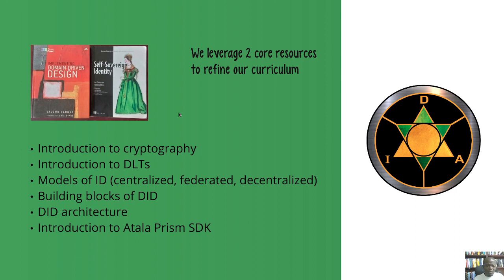And within that book, we made sure that we spent a great amount of time talking about the three different models of identity we have, going from centralized, passing through the federated model, and ending with the decentralized and distributed model. Lastly, we talked about the building blocks of DID, then touched a little bit on the DID architecture and finished with a brief introduction to the Atala Prism SDK and what it could be used for.